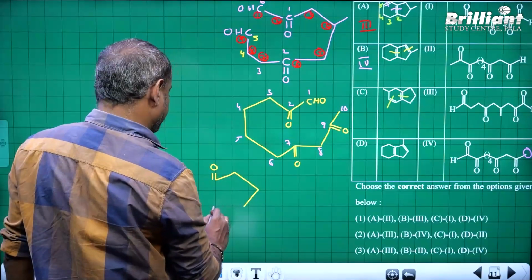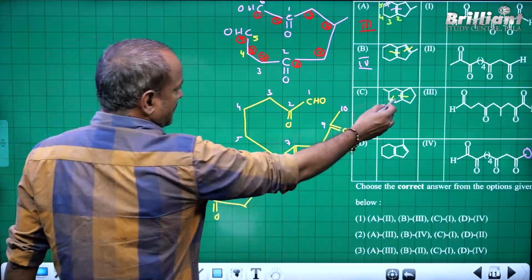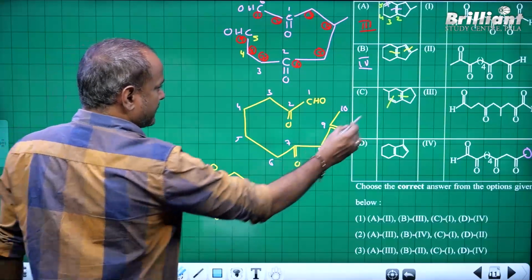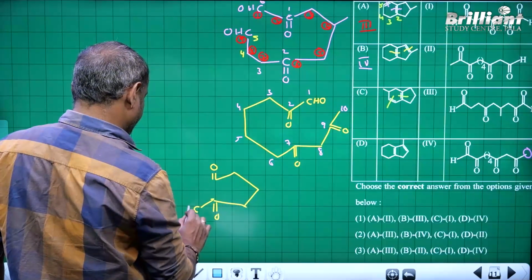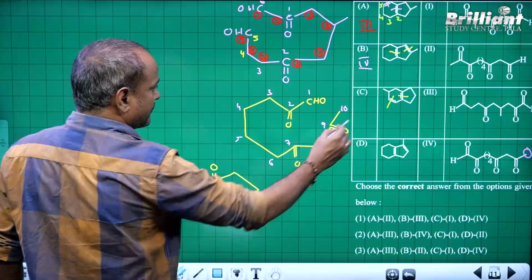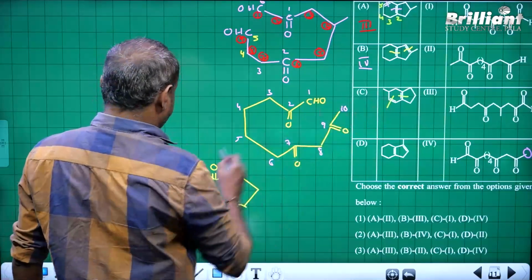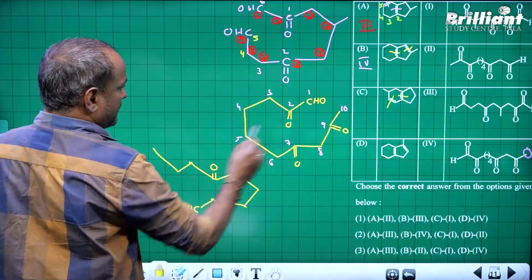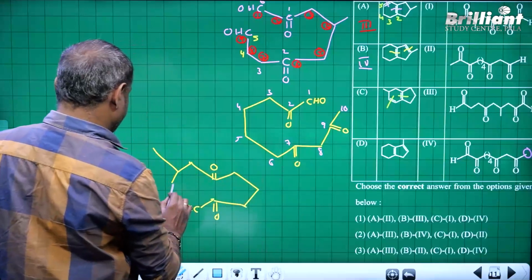This also ketone. Next, single bond. This is aldehyde. Next, that side. Bond, methyl, and this also aldehyde.